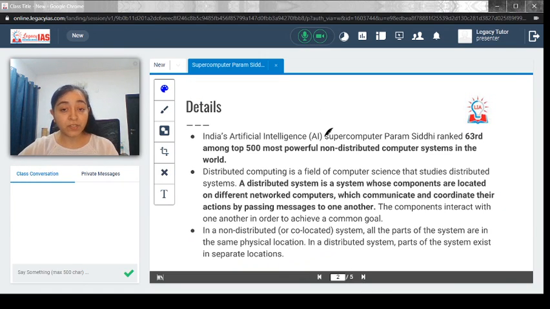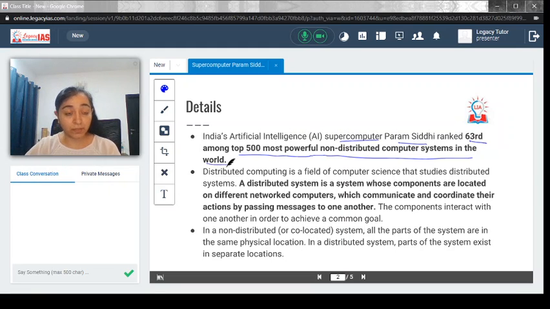India's artificial intelligence supercomputer Param Siddhi ranked 63rd among the top 500 most powerful non-distributed computer systems in the world. Now let's talk about what a non-distributed computer system means and what is distributed. Distributed computing is a field of computer science that studies distributed systems. A distributed system is a system whose components are located on different networked computers, which communicate and coordinate their actions by passing messages to one another. The components interact with one another in order to achieve a common goal.